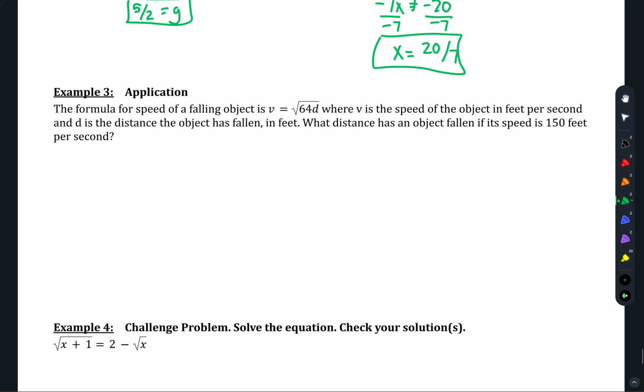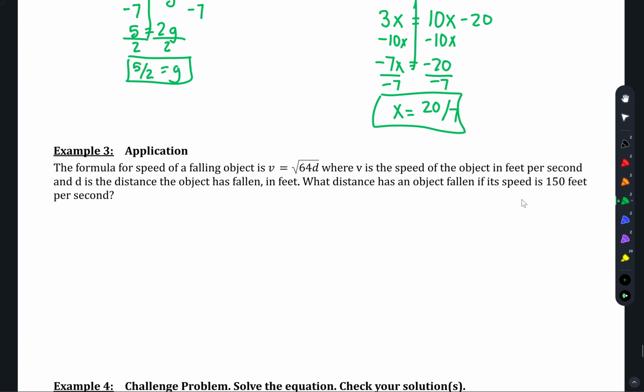The formula for speed of a falling object is v equals the square root of 64d, where v is the speed of the object in feet per second, and d is the distance the object has fallen in feet. That is fancy words for saying, here's the equation. V stands for speed, D stands for distance. Okay, that's all that says. Then it says, what distance has an object fallen if its speed is 150 feet per second?